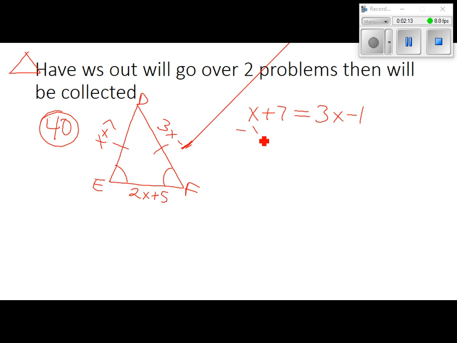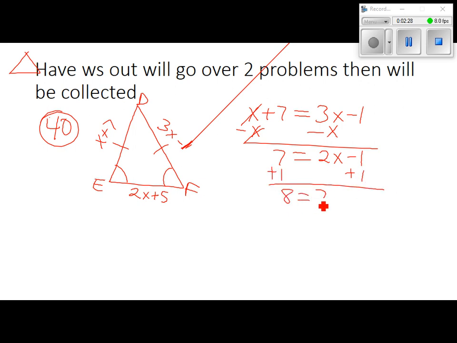So we solve this. We end up with 7 equals, what's 3x minus x? 2x. Minus 1. Then divide 8 by 2. What's x equal? 4. All right, x equals 4, 4 equals x.